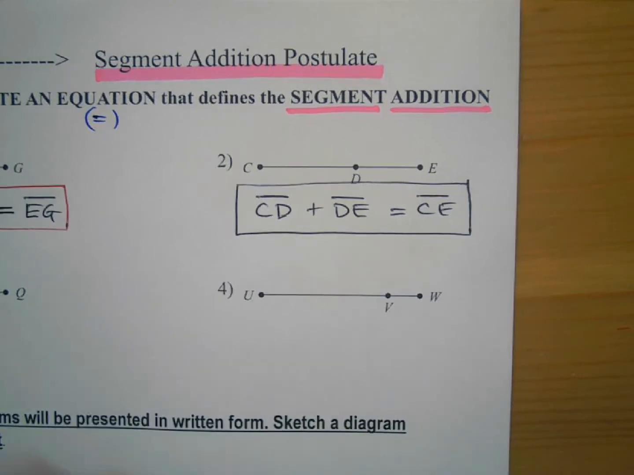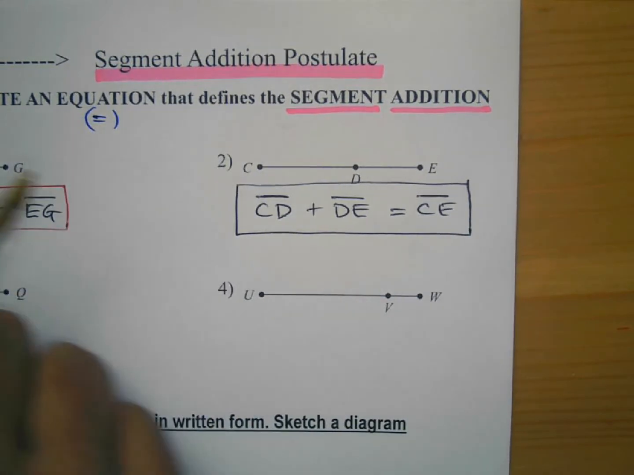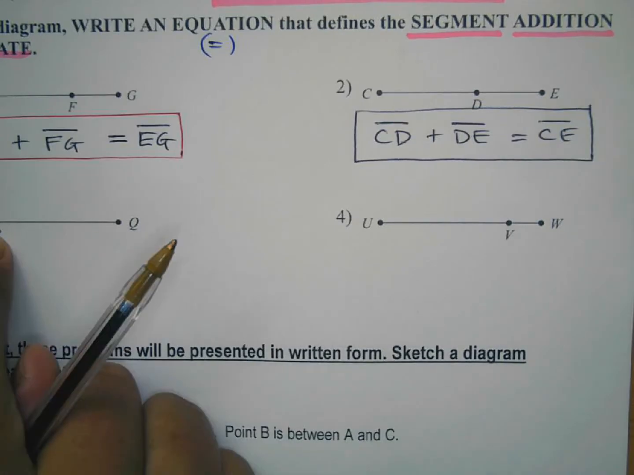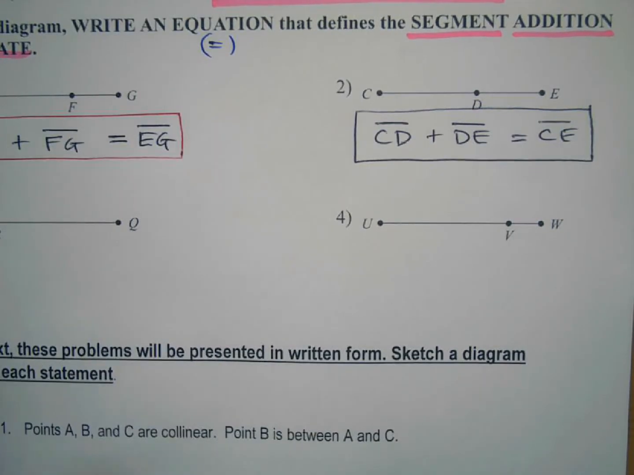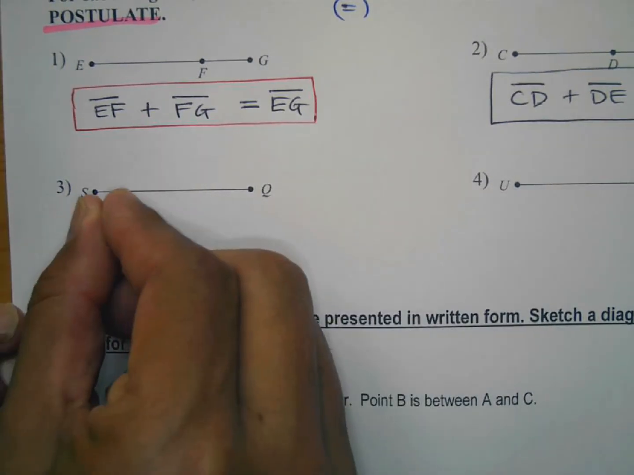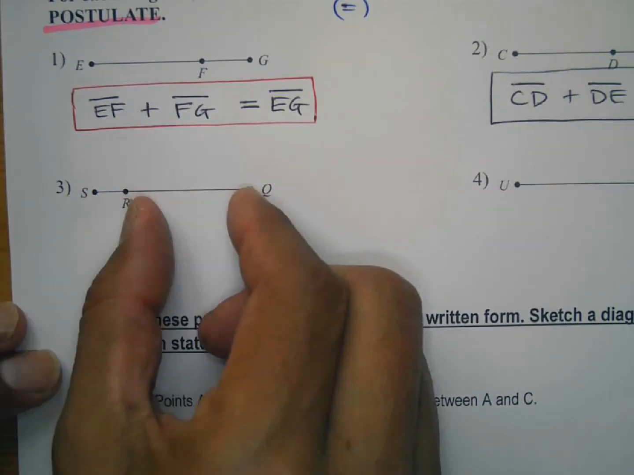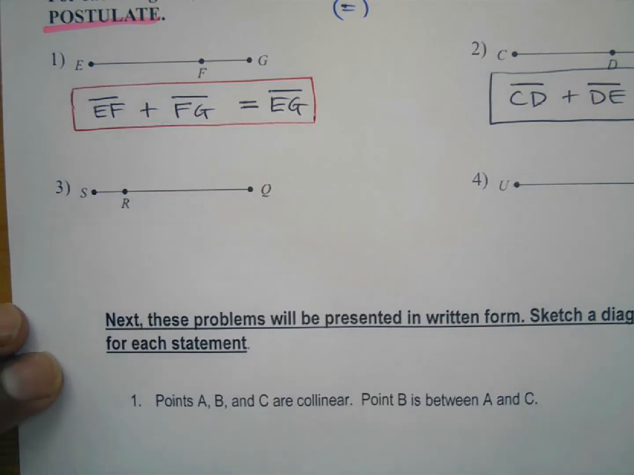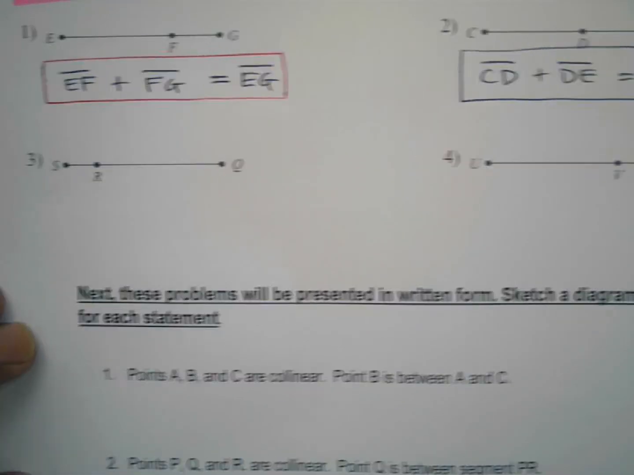All right, so that's all I want you to do. I'm showing you different pictures. It doesn't matter where this point is in the middle. The point is that the understanding is that you have two segments. This little piece plus this little piece makes up the whole piece. That's just the understanding right there.